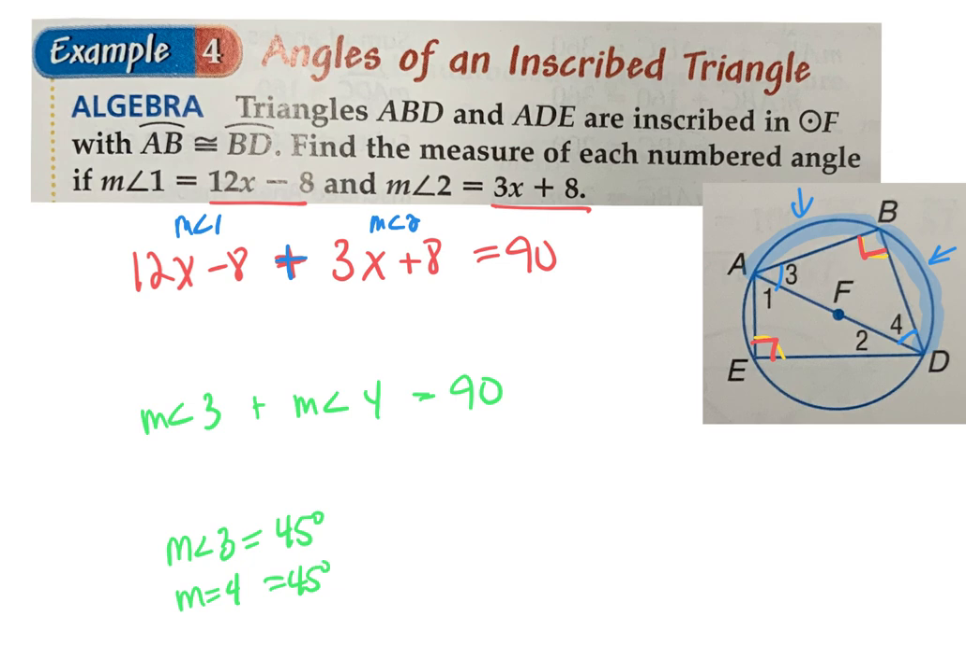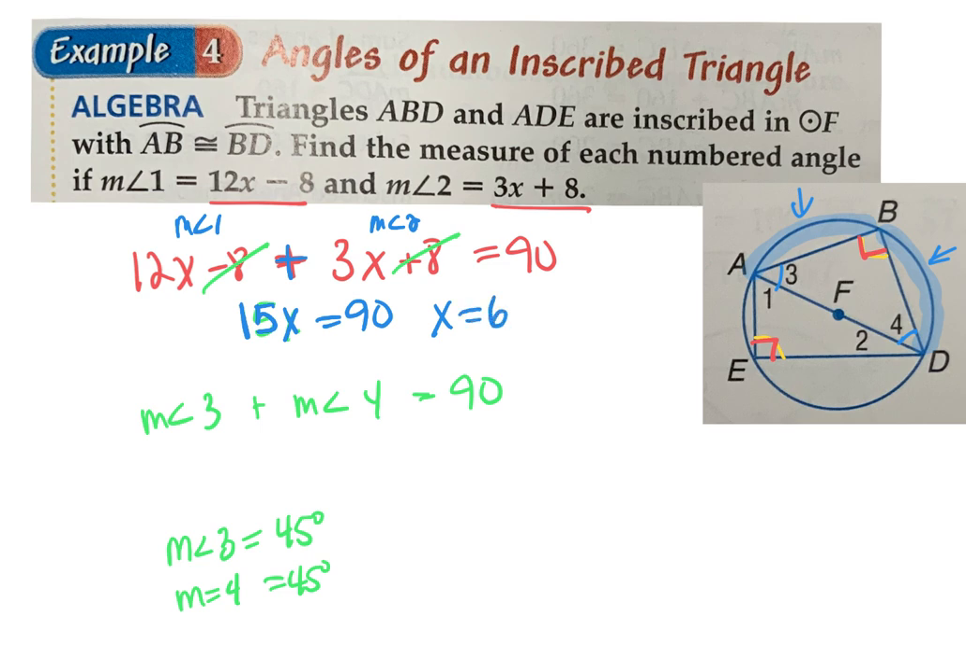These we need to solve for. All right, 12x and 3x, 15. That's 15x. Negative 8 and positive 8 cancel. Let's make this a different color. So x equals 6. We have not finished.